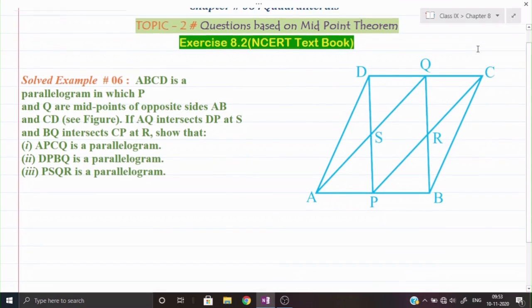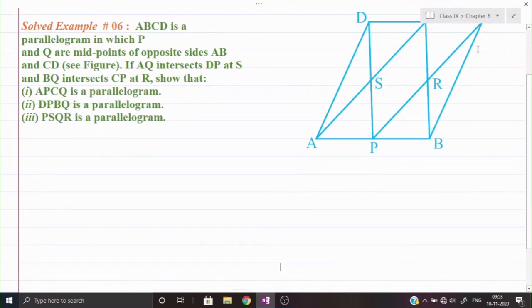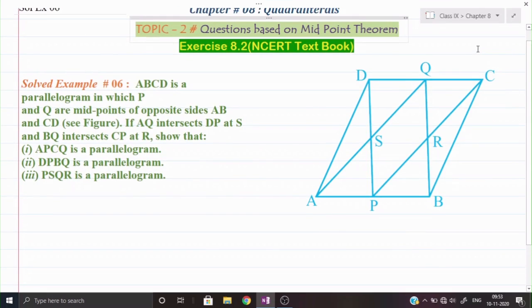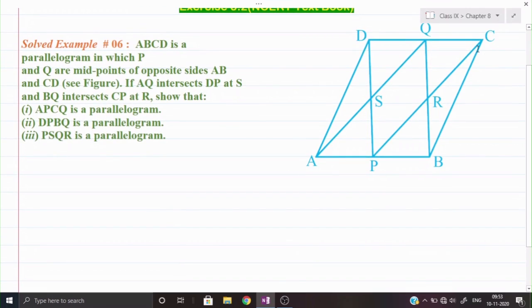In this example it is given to us that ABCD is a parallelogram in which P and Q are the midpoints of the sides AB and CD. As you can see in the figure, P is the midpoint of side AB while Q is the midpoint of side CD. Then they are saying that AQ intersects DP at S and BQ intersects CP at R. Means if you look at the line BQ, then BQ and CP are intersecting at a point R, while AQ and DP are intersecting at a point S.